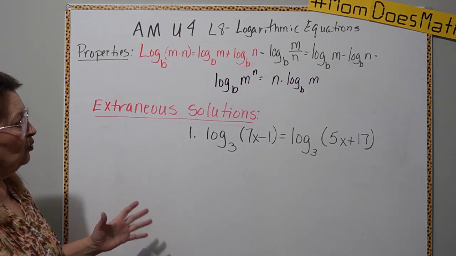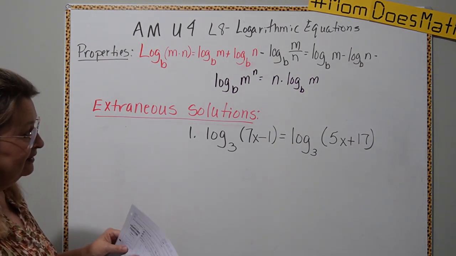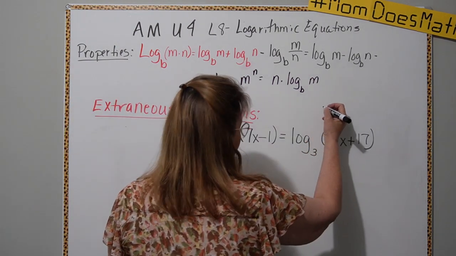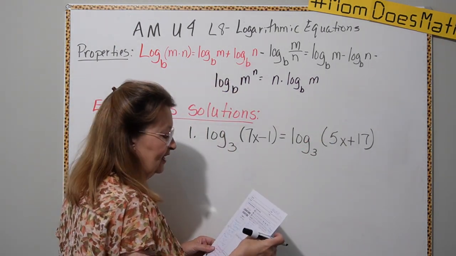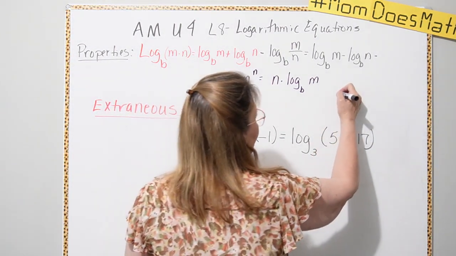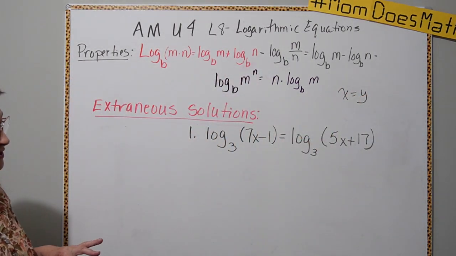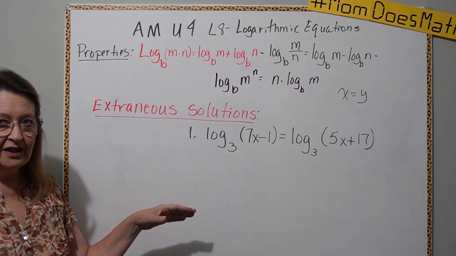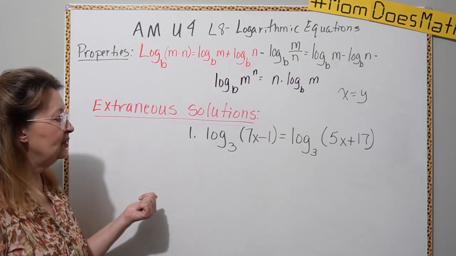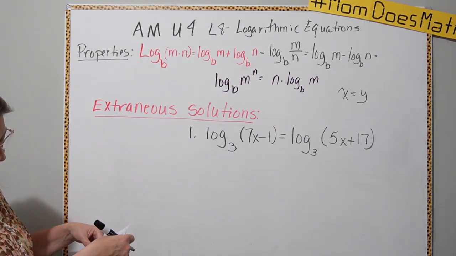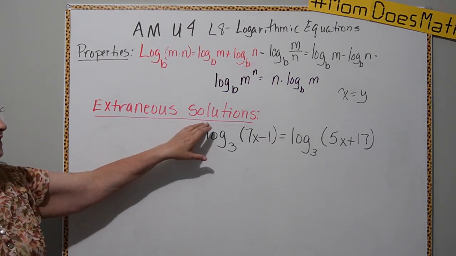Then we're going to use the one-to-one property just like we did in the previous section, and that's going to say if you have log base b of x equals log base b of y, then x equals y. Those are your arguments. So once you get them matching, you can just set your two arguments equal to each other. Okay, the other thing I want to talk about is step 3 says solve and check for extraneous solutions.